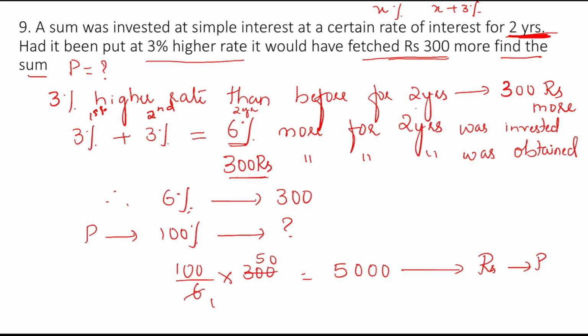So 6% we can directly equate to 300. If 6% is 300, we know that principal is always 100%. So 100% is how much? If we solve this, we get 5,000 rupees. So principal is 5,000 rupees. So next one.